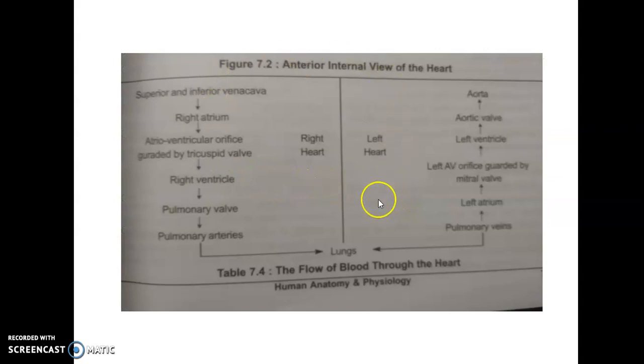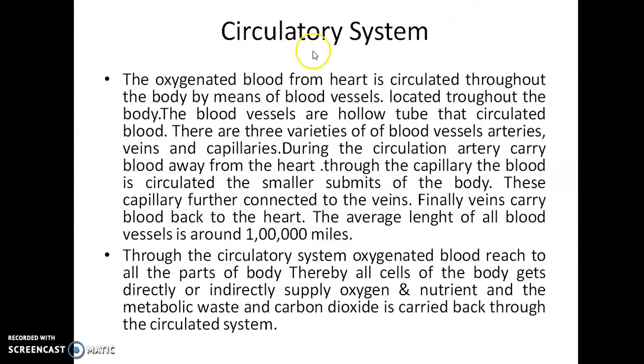This is the general flow of blood within the heart. The superior and inferior vena cava carry the deoxygenated blood into the right atrium, then it comes into the right ventricle, then into the pulmonary artery, into the lung. There oxygenation takes place, and the blood comes into the left atrium, the left ventricle, and throughout it circulates to our body.